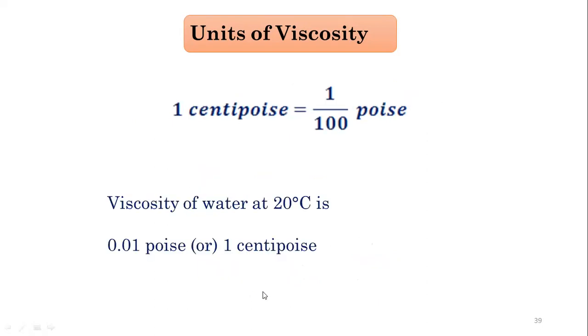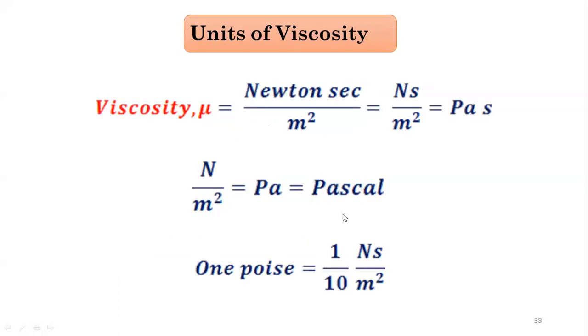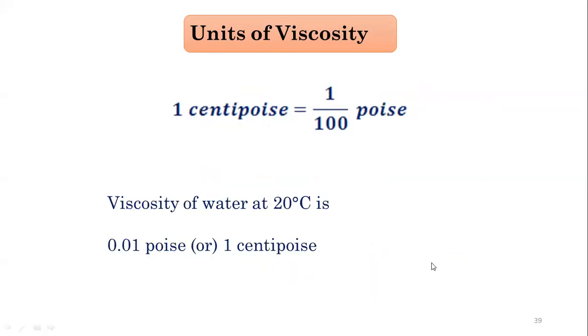And one more thing, sometimes it is given in centipoise. Centi, as you already know, means century, 100. So 1 centipoise equals 1/100th of poise. In problems, the viscosity of the fluid may be given as 2 centipoise. So first we write 2 centipoise equals 2/100th of poise. After getting 2/100th of poise, again we have to convert that to Newton second per meter square. Any doubt here?